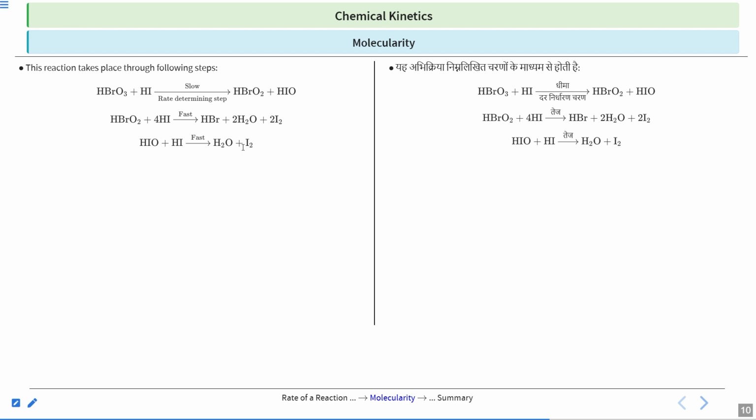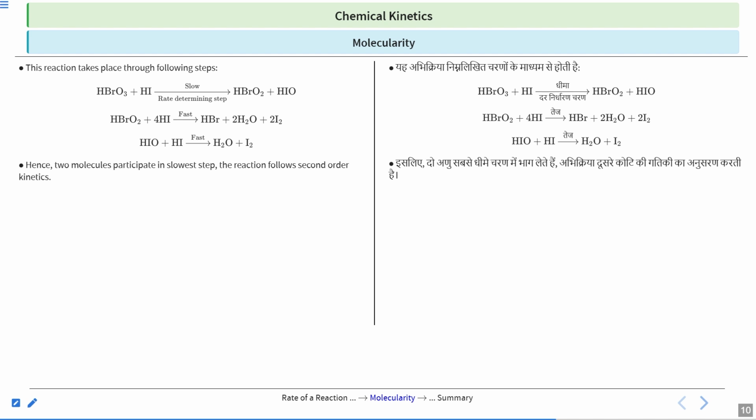Clear? Okay. Now, all of these steps are elementary steps of a single complex reaction. So, what do we do? For the overall reaction, how will we calculate the order? We will simply take the slowest step and calculate the molecularity, which is 2. So this reaction follows second order kinetics. As simple as that. You have nothing to worry about. If you have a complex reaction, take the slowest step, calculate the molecularity, and that will be the order of the reaction.